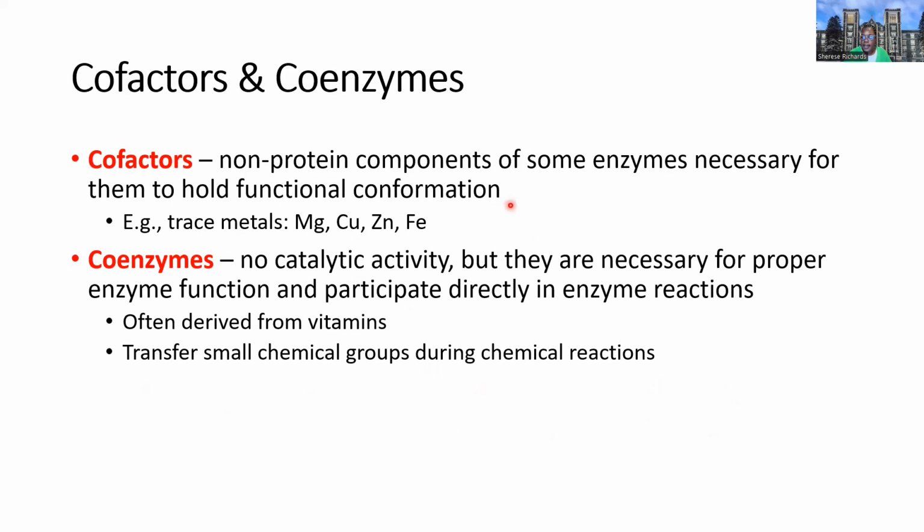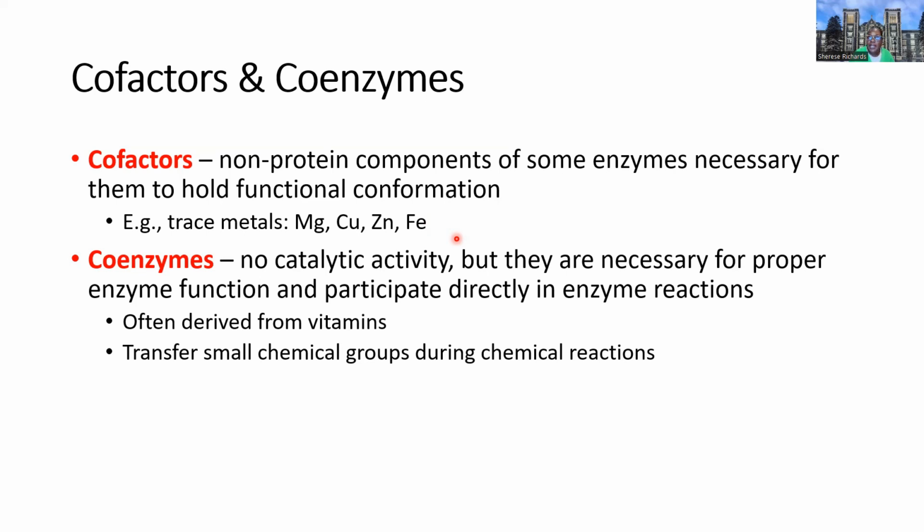Let's look at cofactors and coenzymes. These are molecules that are needed in order to help enzymes function properly. Cofactors are going to be more directly involved, so they're non-protein components of enzymes, but they're necessary for the enzyme to hold its function, to hold its conformation, or some aspect of the way that the enzyme is going to behave. Examples of these are going to be trace minerals: magnesium, copper, zinc, or even iron. Now, when we think about these trace metals, these can essentially help catalyze or stabilize the enzyme for it to be able to behave or carry out the reaction.